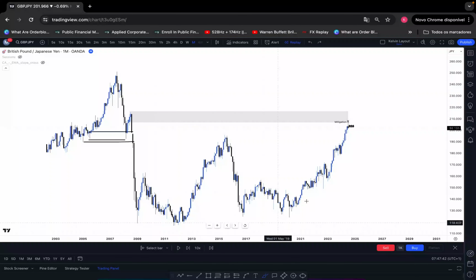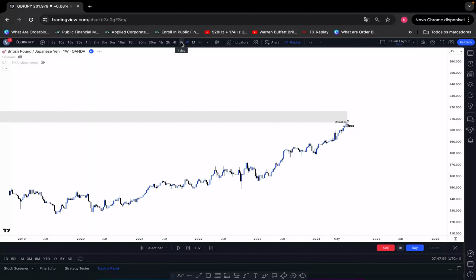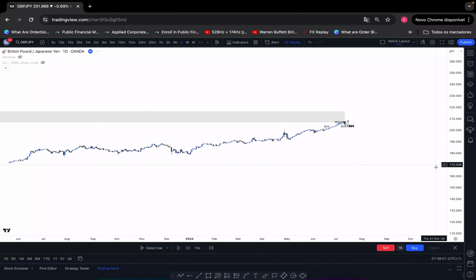And price just came all the way. I mean, it just took years, right, for price to come into this monthly supply zone. Now, when I came to the monthly supply zone, I knew there was going to be some sort of reaction, right? Price might have a pullback. So I dropped down to the weekly. I believe it was the weekly or daily time frame. Yeah, I think it was the daily time frame.